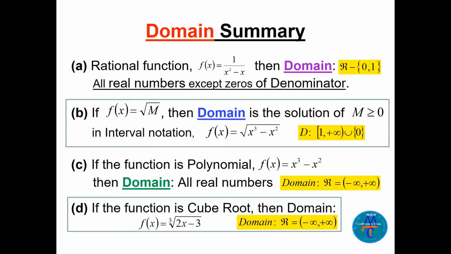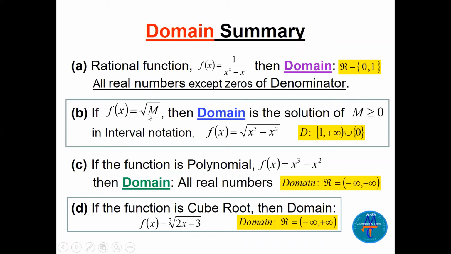Now, that's a little summary of the domain so far. A, B, C, D. I put 4 ideas here. If the function is a rational function, like we call this one here, 1 over x squared minus x, 1 over x minus 2, something rational, then the domain is all real numbers except the zeros of the denominator. So this one you have to factor here, take x out, x minus 1. What will make the denominator 0? 0 and 1. But you have to say all real numbers except 0 and 1. Don't say just 0 and 1. That's wrong. You say the domain is R except 0 and 1.